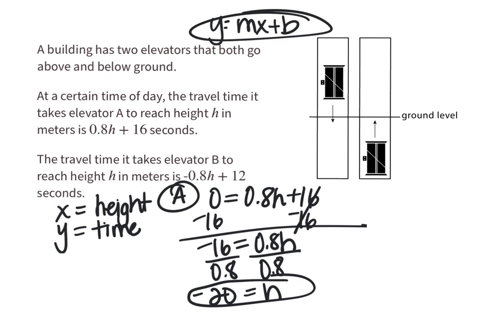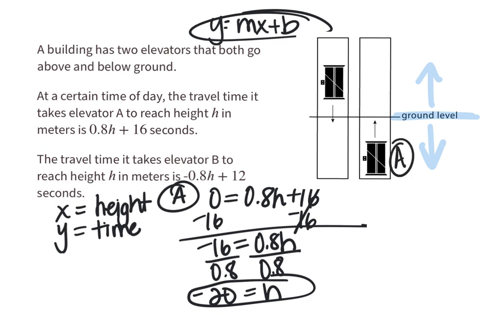So based off of that, which one of these do you think is elevator A? We see ground level is right here. If this is ground level, that means up would be positive numbers and below would be negative numbers. So which one is elevator A? This one would be elevator A.